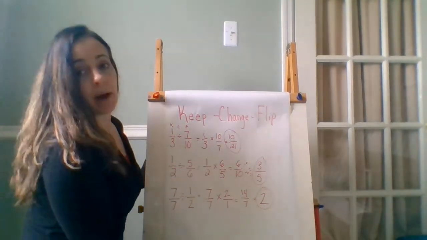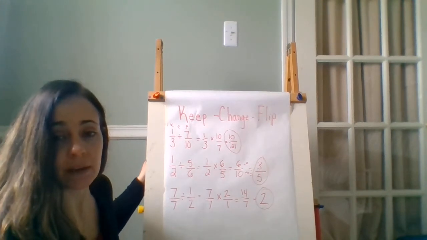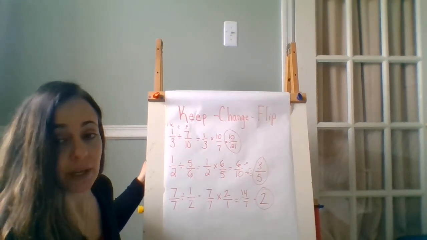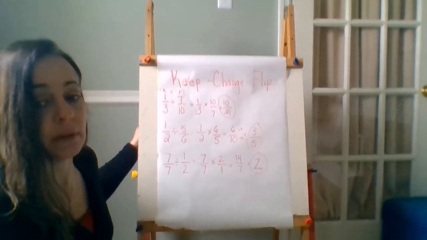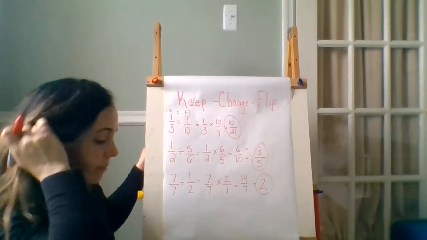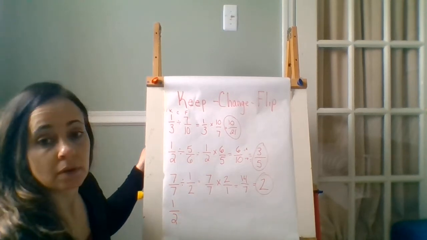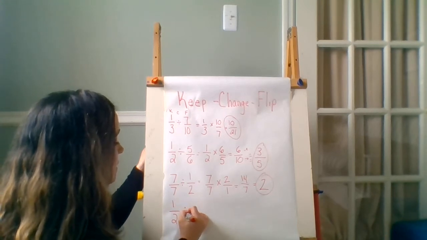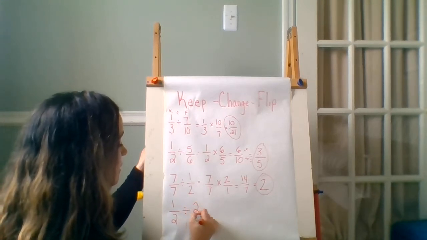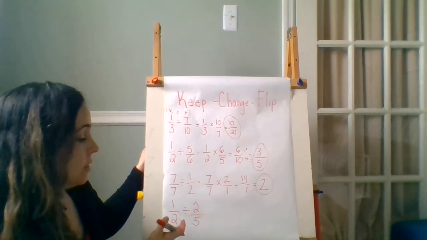So I'm going to give you one more problem that I want you to try to comment in my comments here for the answer. And I'll give you a little hint. The answer is going to be a mixed number. We'll see if you can get it. Here's the problem. 1/2 divided by 2/5. One half divided by 2/5.